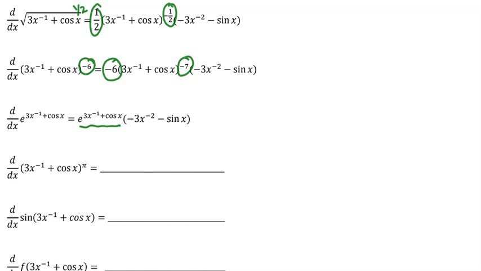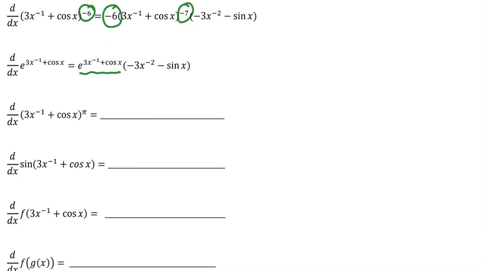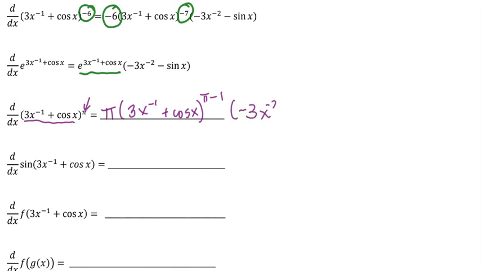Okay, so if we're going to carry this through and fill in the blanks, the next function is that same inner function raised to the pi power. So it's like our outer function is an x to the pi, and the shortcut would give us pi x to the pi minus 1, but it's not just x. So we fill in that original function, and we multiply by the derivative of that inner function, just like we did up above.